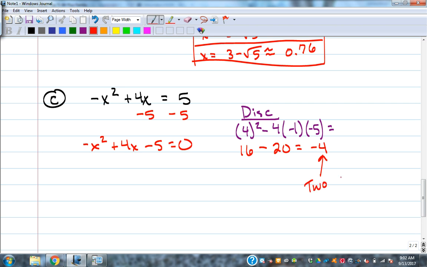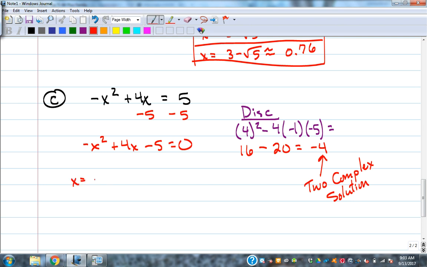What does a negative discriminant tell us? Complex solutions. Relating that to graphs next week, that means this thing won't touch or cross the x-axis. That's what the negative discriminant tells us. So it's 2 complex solutions, and we know there's going to be an i in our answer, by knowing the discriminant's a negative number.